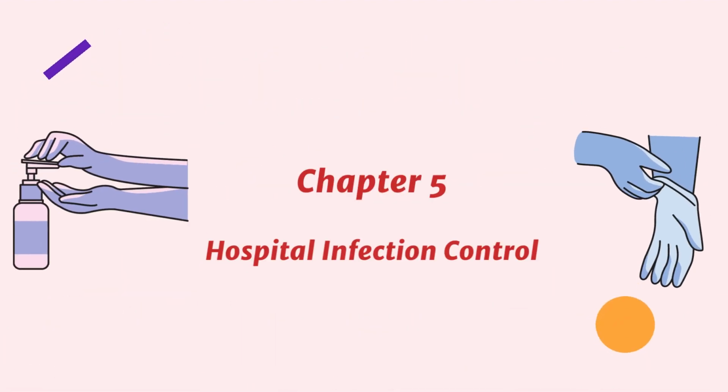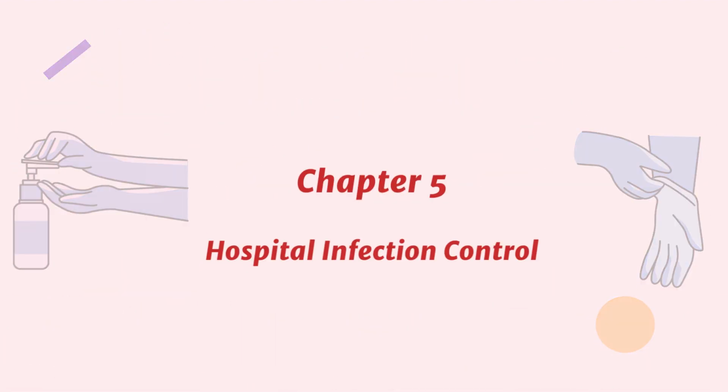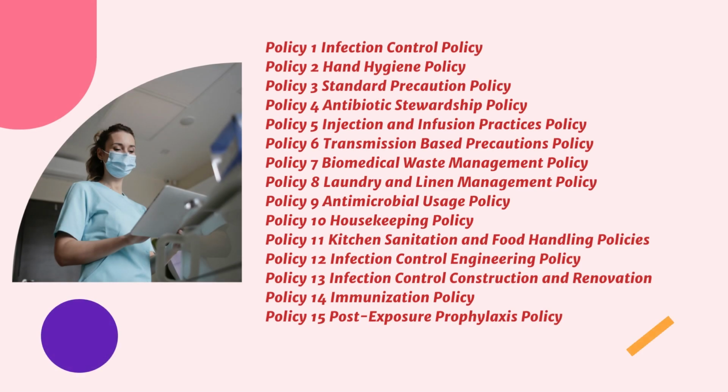Next, chapter number 5, hospital infection control. So the policies under this chapter are: Policy number 1, infection control policy. Policy number 2, hand hygiene policy. Policy number 3, standard precaution policy. Policy 4, antibiotic stewardship policy. Policy 5, infection and infusion practices policy. Policy 6, transmission based precautions policy. Policy 7, biomedical waste management policy. Policy 8, laundry and linen management policy. Policy 9, antimicrobial usage policy.